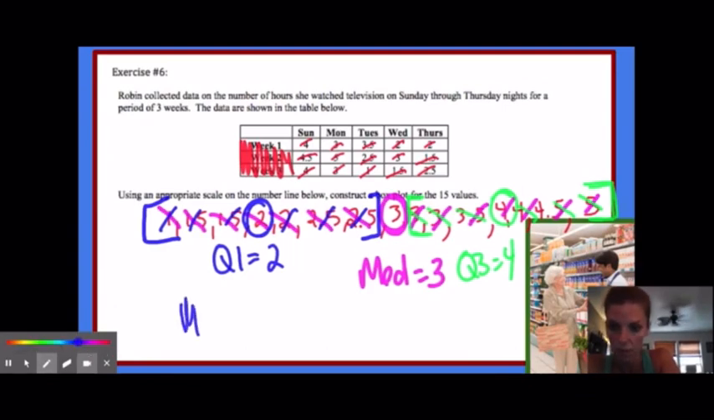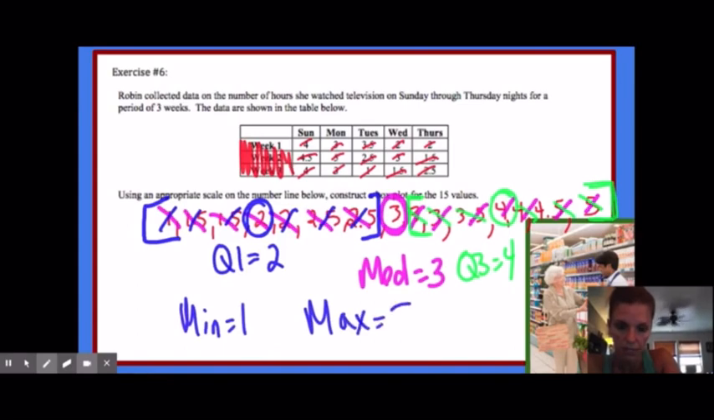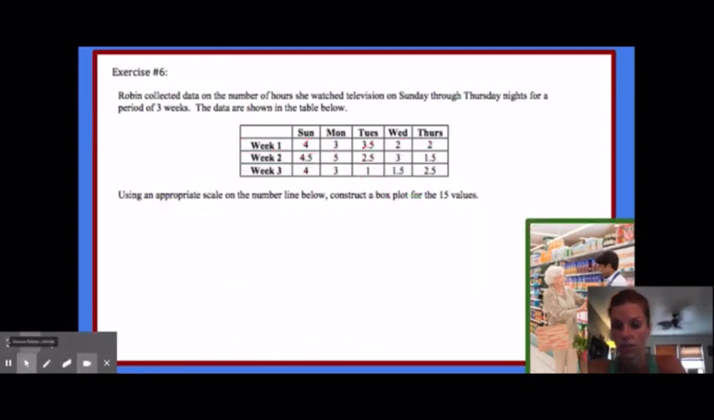Your minimum number is a 1, and your maximum number is a 5. So that's interesting, 1, 2, 3, 4, 5. Let's turn the page and construct our box and whisker plot.